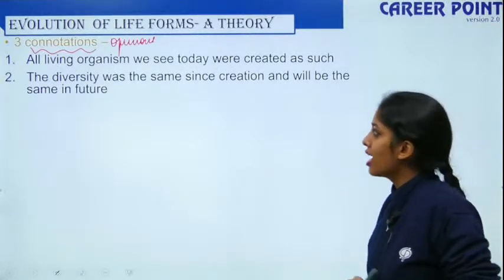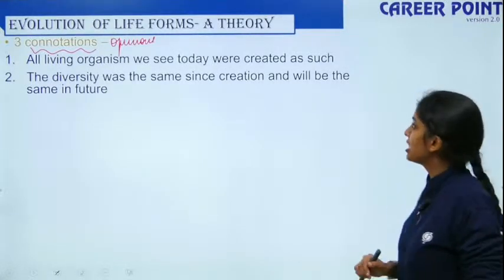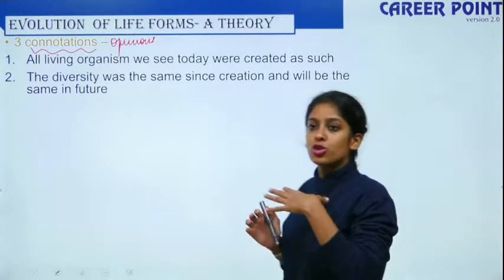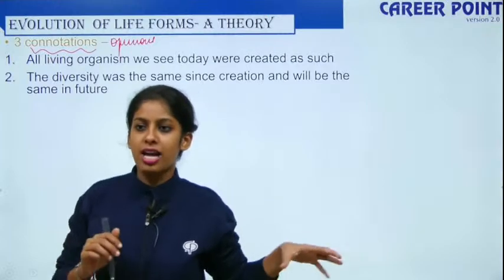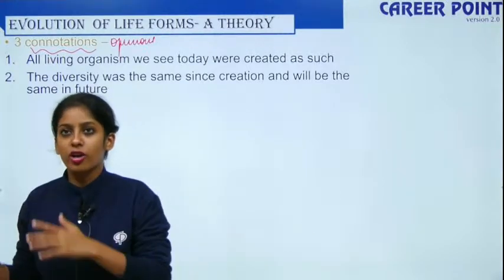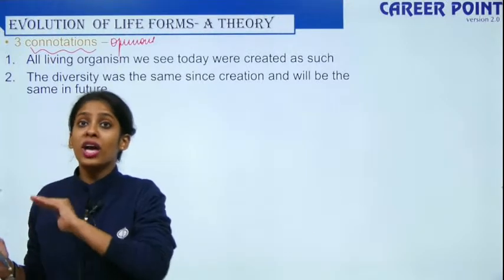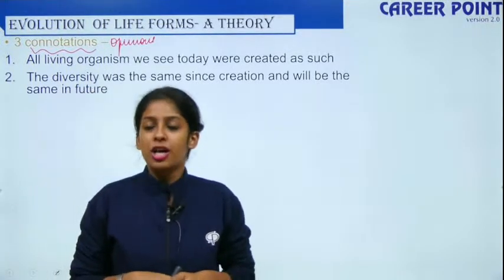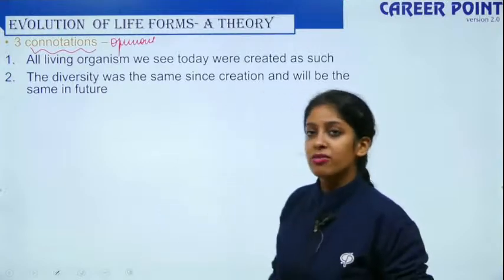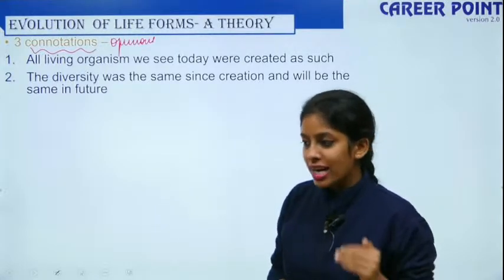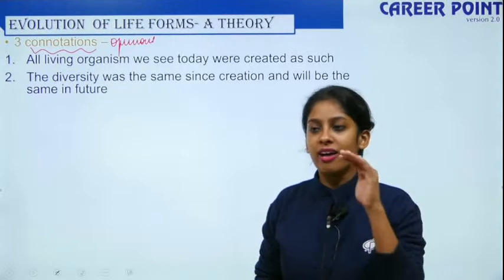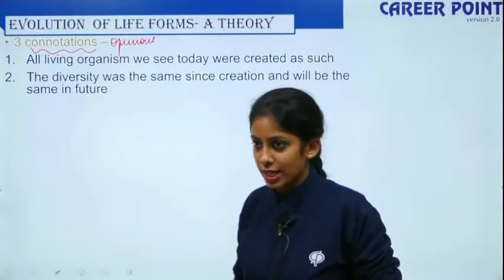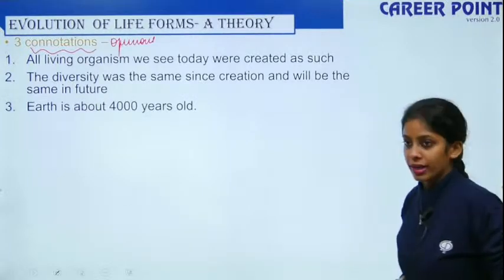The second one is that the diversity was the same since creation and will be the same in future. We are all so diverse, right? From microorganisms to unicellular eukaryotes to multicellular eukaryotes, we are diverse. This we know from the first unit in your class 11. So people also said that the diversity remains the same. When life existed on earth, we had the same diversity, and till now we have the same diversity. So this is the second opinion, okay?